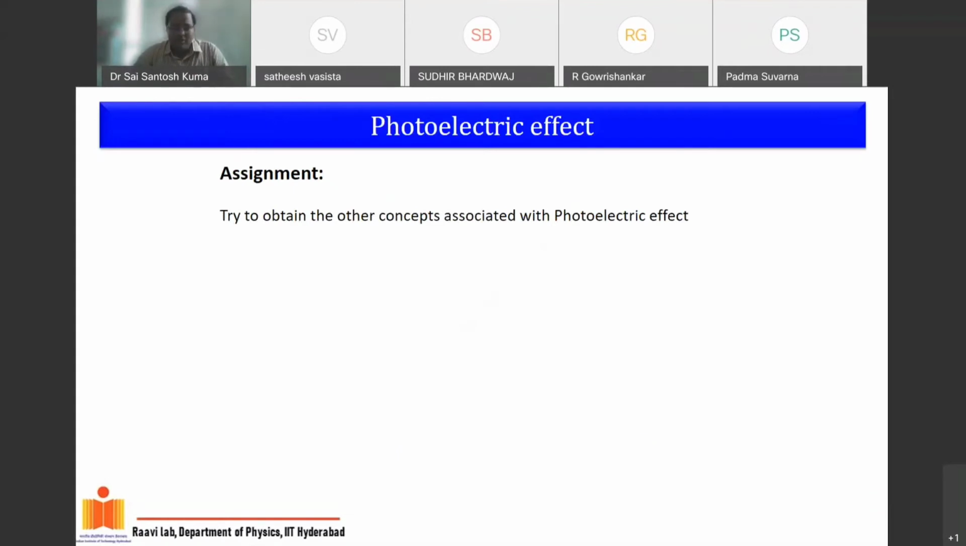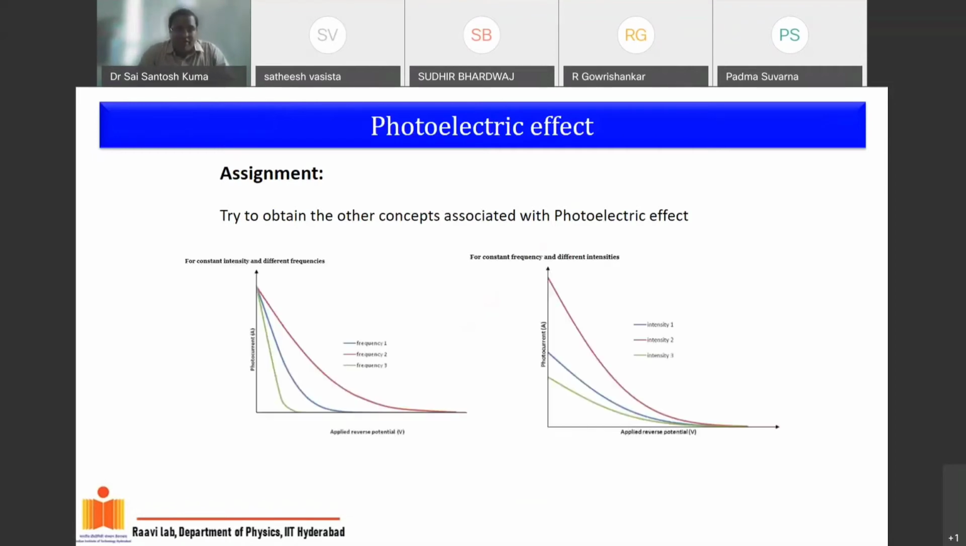As an assignment, I would like you to go back and try to obtain the other concepts associated with the photoelectric effect. For example, you can vary the intensity and keep the frequency constant. So for constant frequency and different intensity, you'll see what the current variation is and what the graph looks like. Similarly, for constant intensity and different frequency, you can see what the case is. I have also listed about six to seven aims on the first slide of this experiment, so you can look at it.